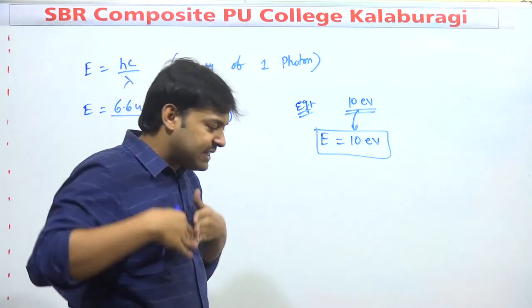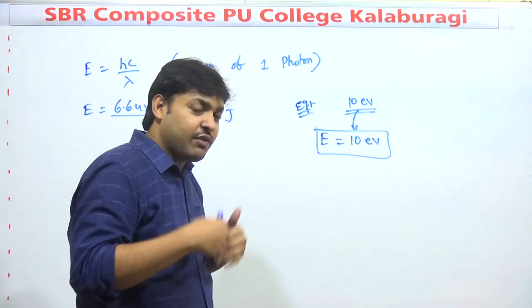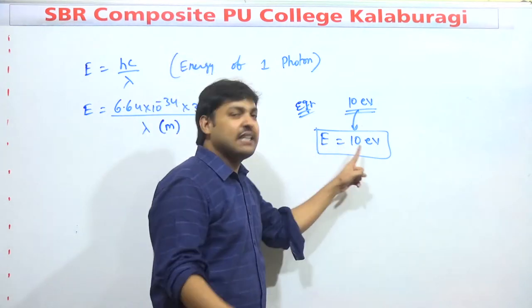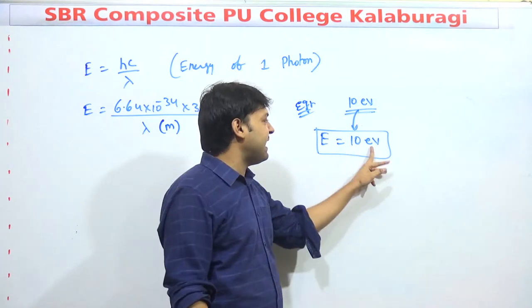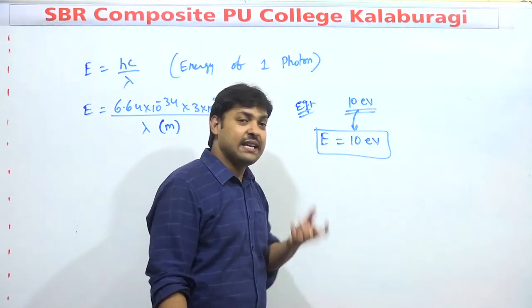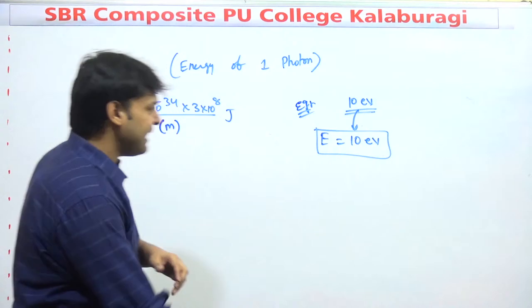Then with what energy will it move? Acceleration we can calculate, but what energy can that electron take? That is 10 electron volt. What energy that electron takes, we call it 10 electron volt.